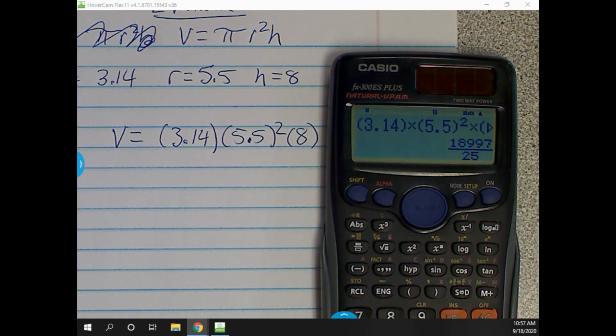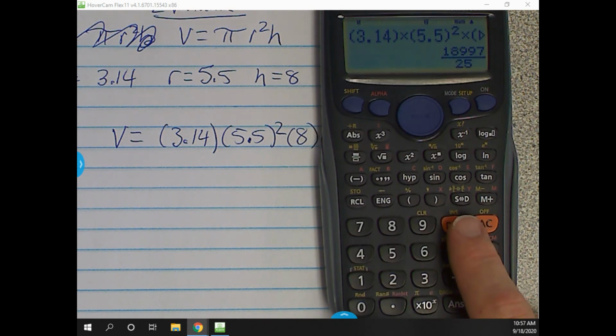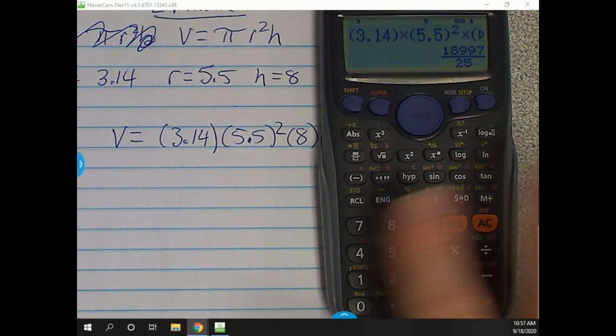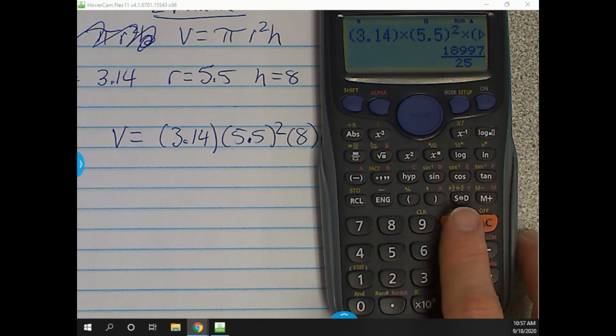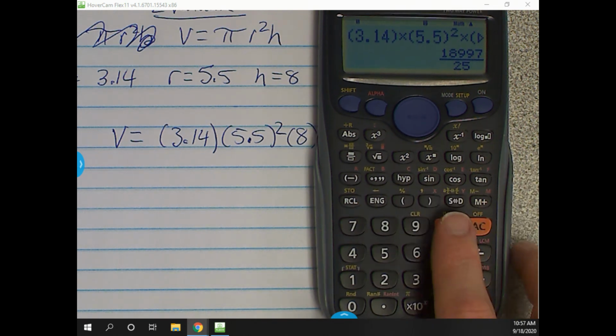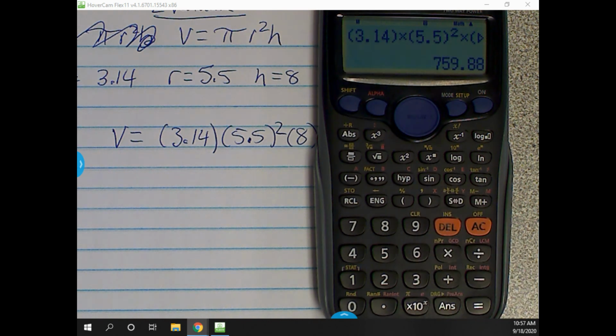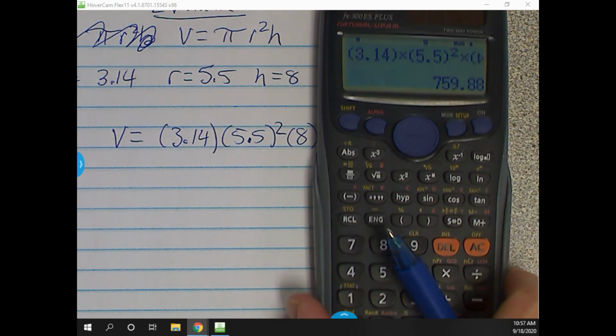Hit enter. And depending on the calculators, for the Casios, a lot of times they'll give you this number that's a fraction, and you're like, wait, but there's not a fraction answer. All you have to do is there's an SD button that's right here, right above the delete button. And in different models, they're maybe different places, but they're usually right about in the same spot. Hit that SD button and it gives you the decimal number. That's 759.88.